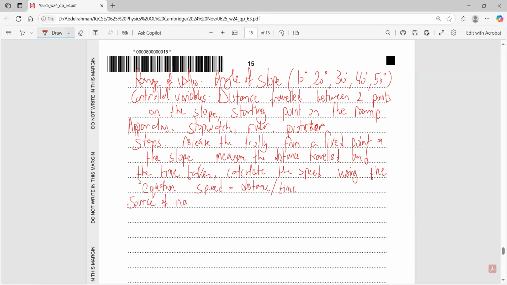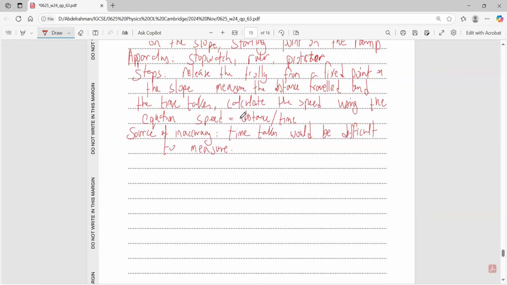Source of inaccuracy: time taken would be difficult to measure. What about the table? Can I draw a table? Yes, table.